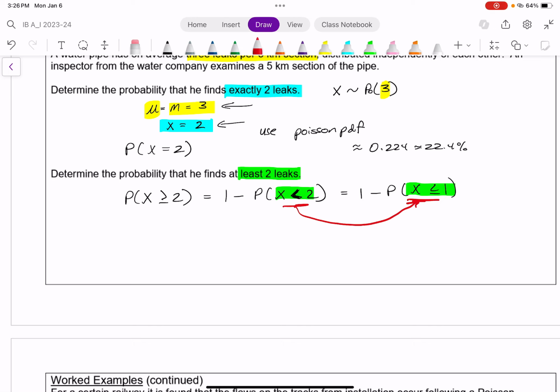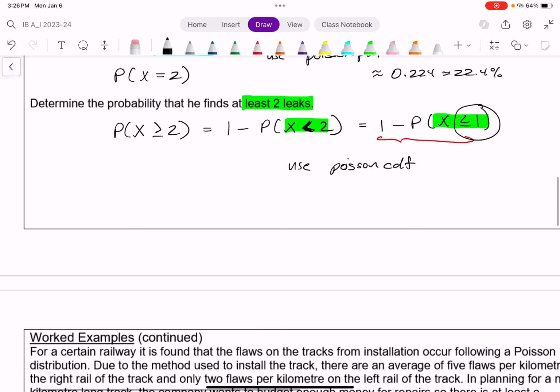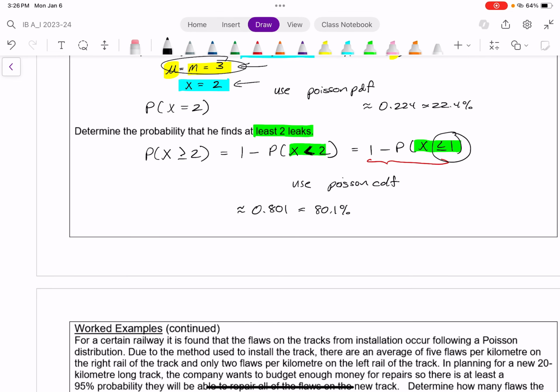And so again, this part here is easy to do on any calculator, but the hard part is getting to that. And so this here is what I really want to type into my GDC. So again, we'd be using the Poisson cumulative distribution function with the mean still of 3, where x is less than or equal to 1, or 1 minus all of that. And so if you type this in, you get approximately 0.801, so pretty much 80% probability there'll be at least 2 leaks.